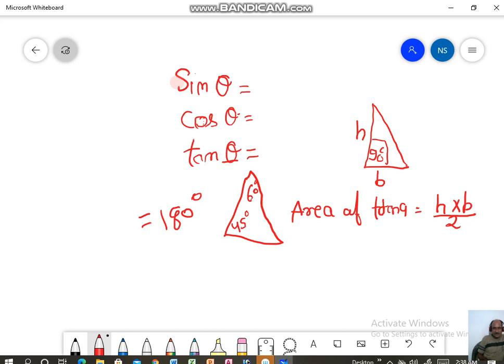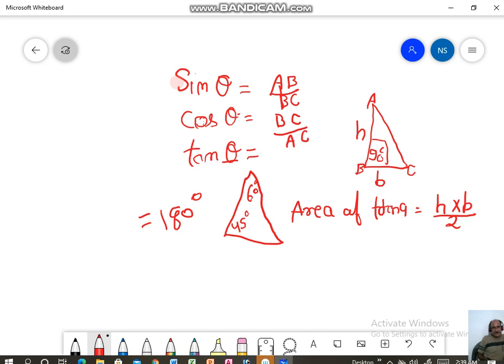Just like I write here, A, B, C. Sine equal to AB upon BC. And cos theta equal to BC upon AC.